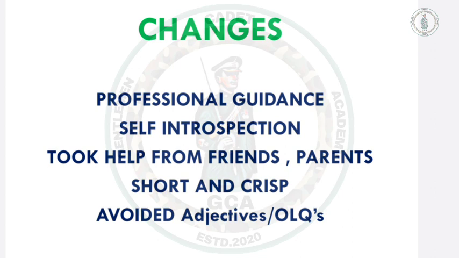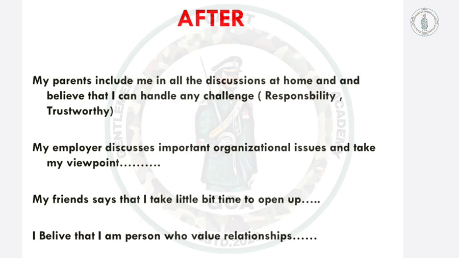Like I mentioned at the start of the video, you have to write 1 paragraph of around 4 lines, 3 for the positive aspects and 1 for the areas of improvement. So my SD was like that. And now instead of writing those adjectives or OLQs, I used to explain those qualities. Now let me explain with the help of an example. This is how my SD became short and crisp.